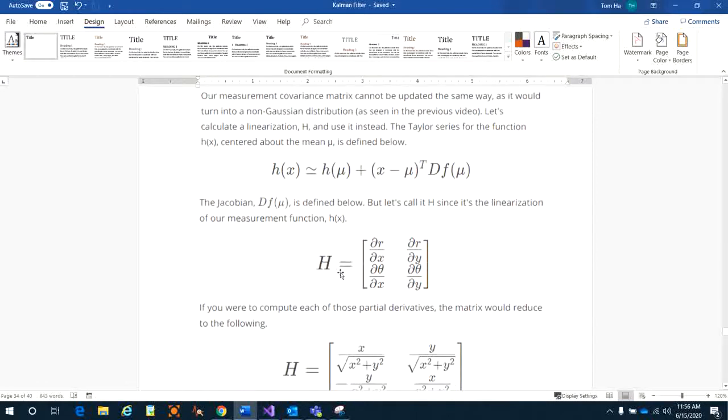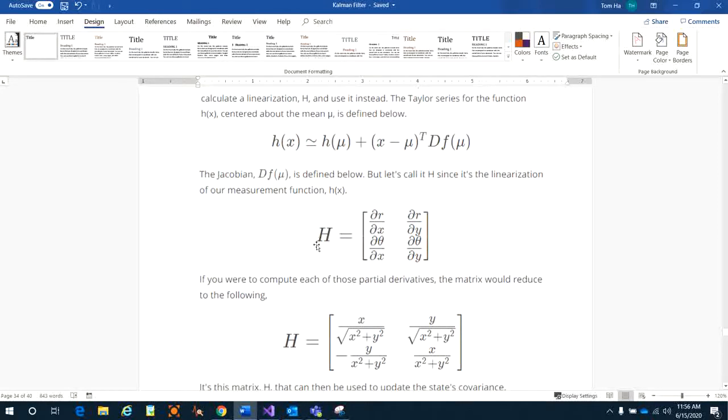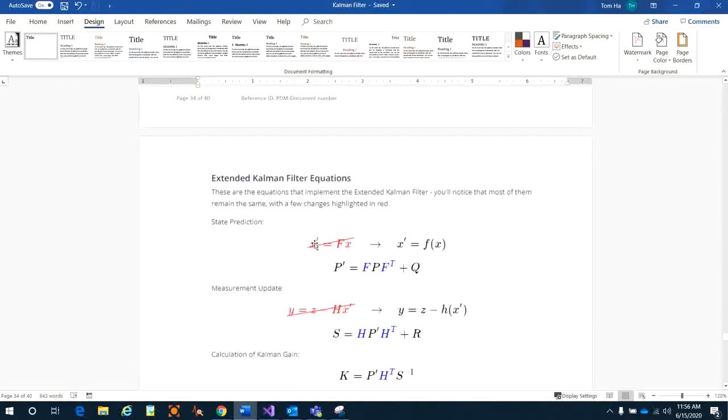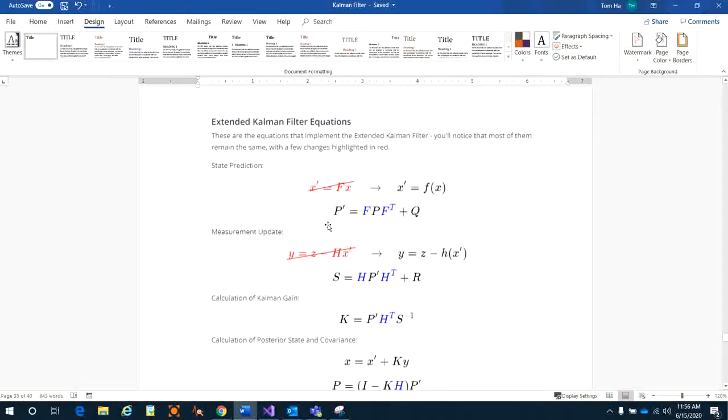So we use the Jacobian formula. We get the h right here. You see h here means the partial derivative, and you will get the result, the matrix right here, and next we use this matrix to update the covariant. Remember that, okay? So in summary, we have the filters. We compare the standard Kalman filter and the extended Kalman filter. What is different right here? In the state prediction, we don't use linear motion now. We use the function right here. Look, remember it's nonlinear motion, right?